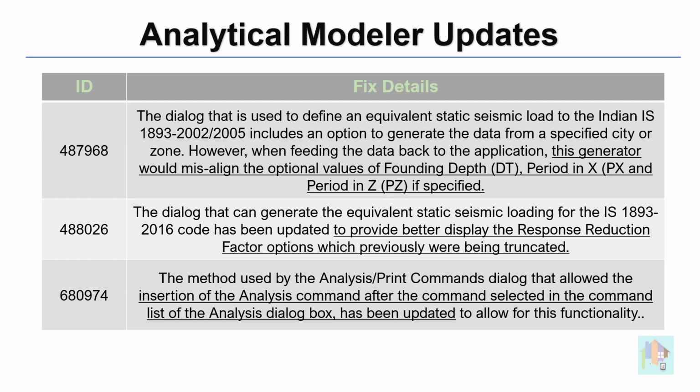For static seismic load as per IS 1893 code, load generation dialog has been updated to display all the options properly and transfer the data correctly to generate the seismic definition. There are also a couple of modifications related to the sequence of command line for float group and analysis command.